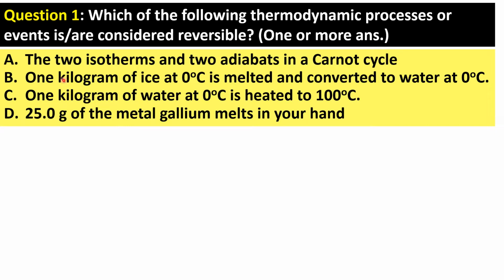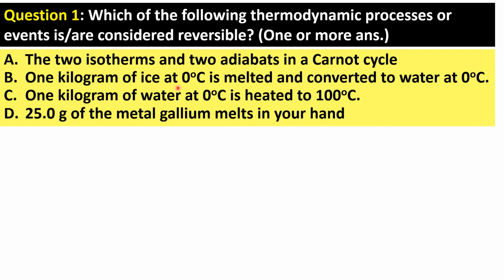Letter B. 1 kilogram of ice at 0 degrees Celsius is melted and converted to water at 0 degrees Celsius. Letter C. 1 kilogram of water at 0 degrees Celsius is heated to 100 degrees Celsius. And letter D. 25 grams of the metal gallium melts in your hand. So which of these four events or processes is or are considered reversible?